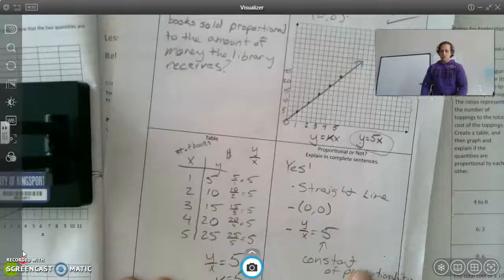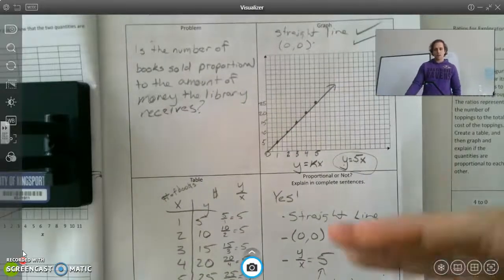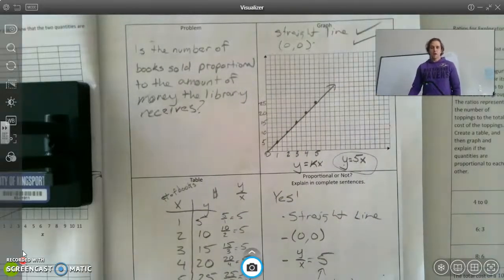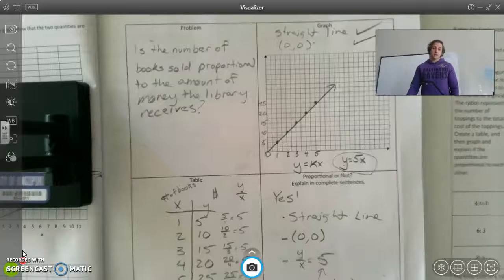Alright guys, so that's what your work should look like. Hopefully you have that. This maybe stretched it a little bit further than what you had, but you should have discovered that that is a proportional relationship.